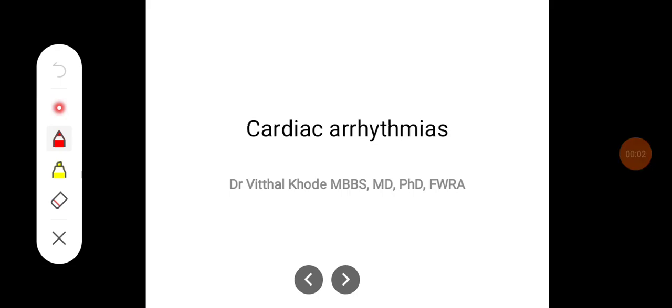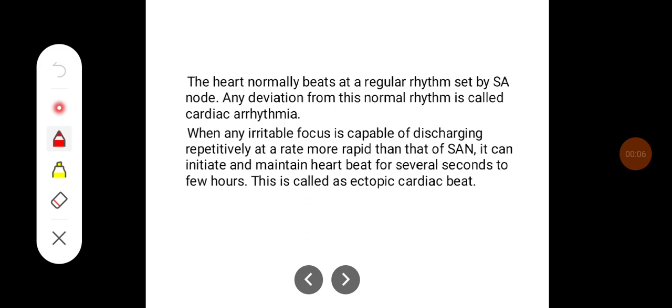Hello everyone. In this class, we'll study about cardiac arrhythmias. The heart normally beats at a regular rhythm set by the SA node. Any deviation from this normal rhythm is called cardiac arrhythmia.